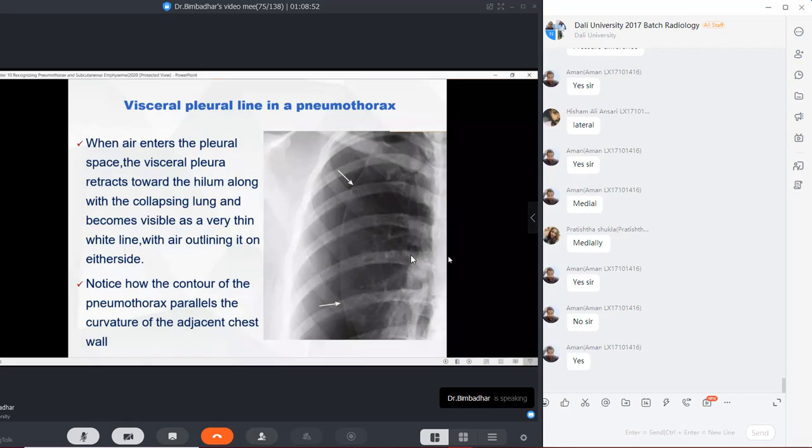So we have four radiographic features. One, there is a visceral pleural white line. Second, rib shadows are quite clear. Third, the lung is retracted towards the hilum. Fourth, absence of pulmonary vascular markings over the areas of clear rib shadows. That is pneumothorax, right?